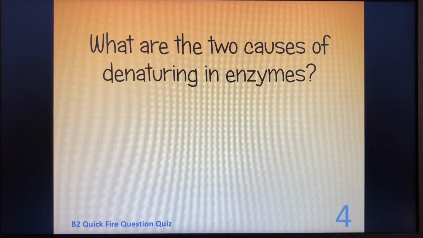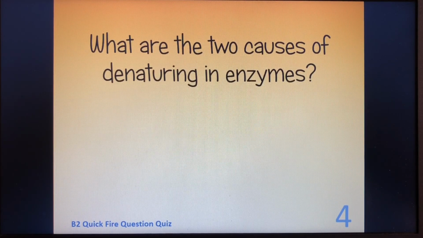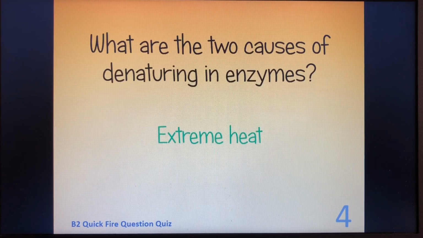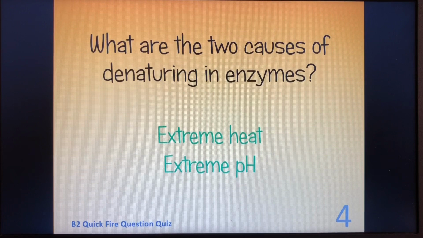We've got to be careful with our wording here as well. Think about that required practical we did. Okay, and the answer is extreme heat. Okay, not cold. Cold, if you think about chemistry, it just slows particles down so there's fewer collisions, but extreme heat will cause the active site to change shape and denature the enzyme. And extreme pH, and that can be high or low, it can be acidic or alkali. Okay, 2 causes of denaturing.